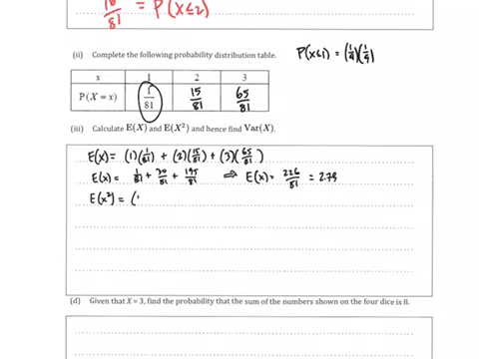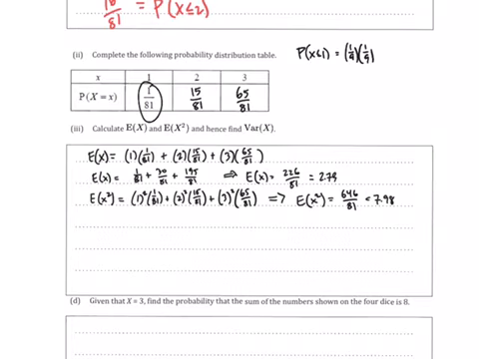Now let's find the expected value of X squared. Well, that will be 1 squared times 1/81 plus 2 squared times 15/81, plus 3 squared times 65/81, which happens to come out to be 646/81, or I think it was 7.98.